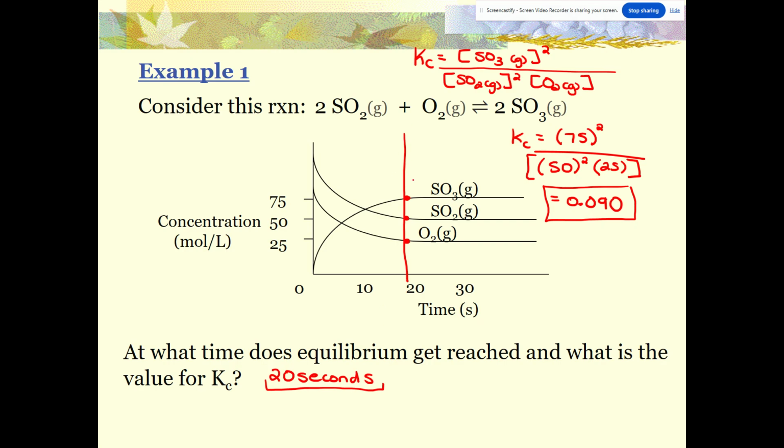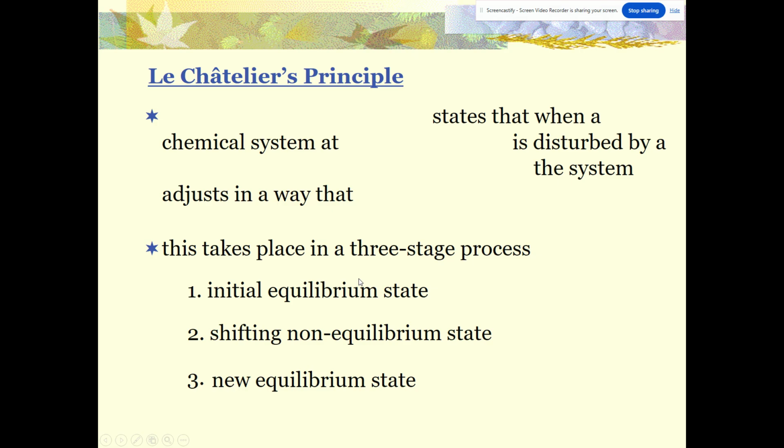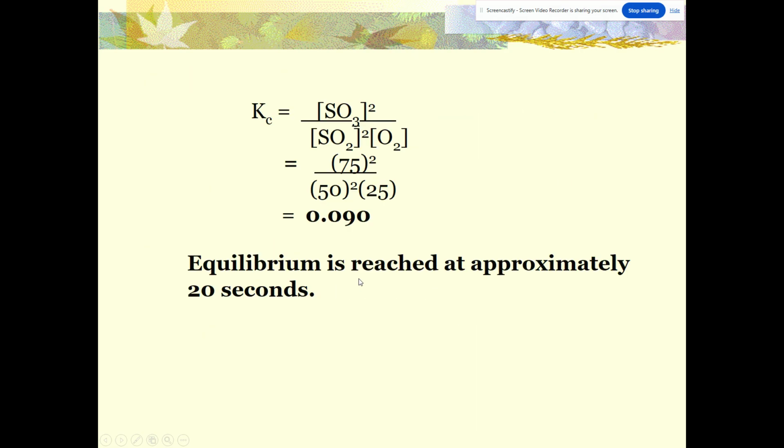So when you have a graph, again, equilibrium is reached when the concentrations become constant. And those are the concentrations that you have to use in your Kc formula. I believe that is it. This is just the answer, which we just calculated. So thank you very much for watching this video.